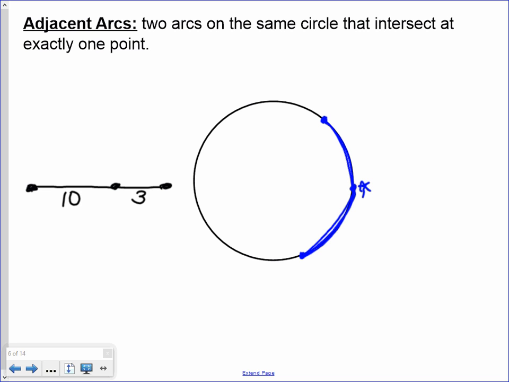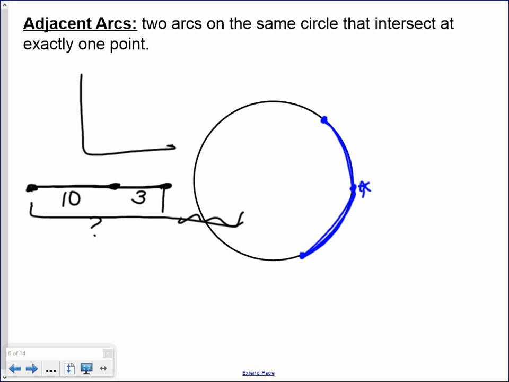All right, if this is 10 and the piece adjacent to it is 3, oh no, I haven't asked the question yet. How much is this piece right here? 13. 10 plus 3. If I walk 10 feet and then 3 more feet, I've walked 13 feet total.